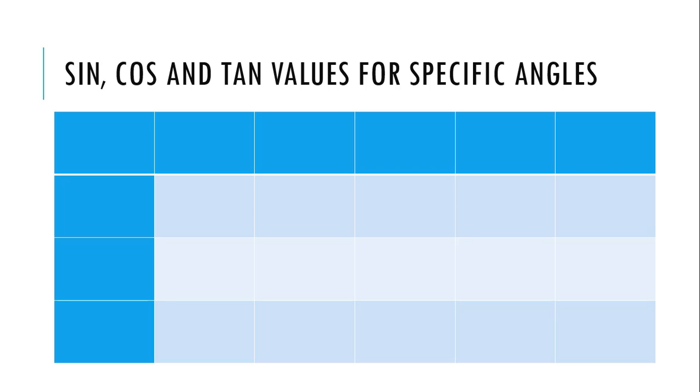For this, we will need to make a table with 4 rows and 6 columns. In the top row, we write the angles 0, 30, 45, 60 and 90. As we commonly use these angles, we are finding values for these angles only. On the left hand side, we write sine, cos and tan.